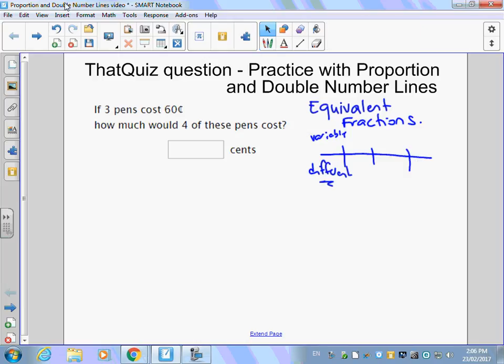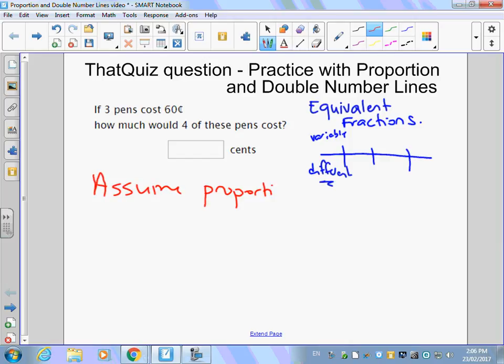So from that quiz, one of the questions says, if 3 pens cost 60 cents, how much would 4 of these pens cost? Now we're going to assume that this is proportional, and that's because it only makes sense that it is proportional. That really means that if I have 0 pens, it would cost 0 cents. That's my assumption. Okay, so I'm going to set up my double number line.